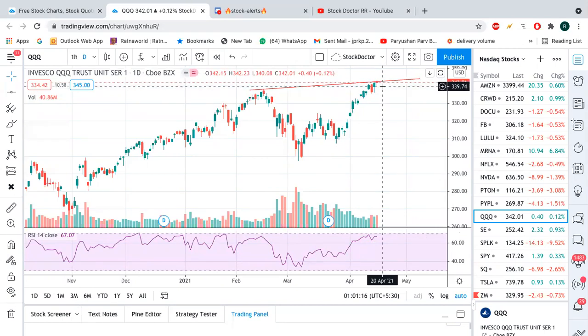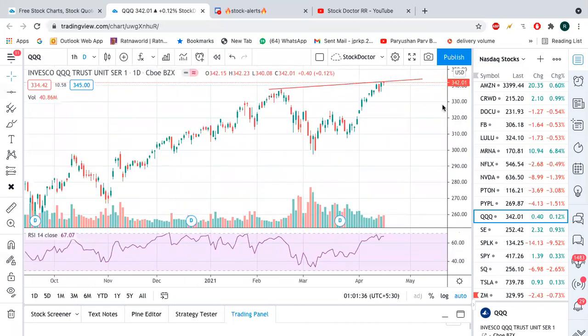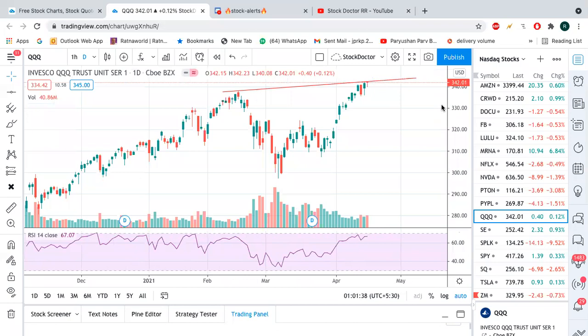if the stock opens and starts trading down, then it's a good time to book some profit. If it takes a U-turn like this, then it's good to book profit. If it breaks this level, then it can go towards the psychological levels of 350, 355 and 360.